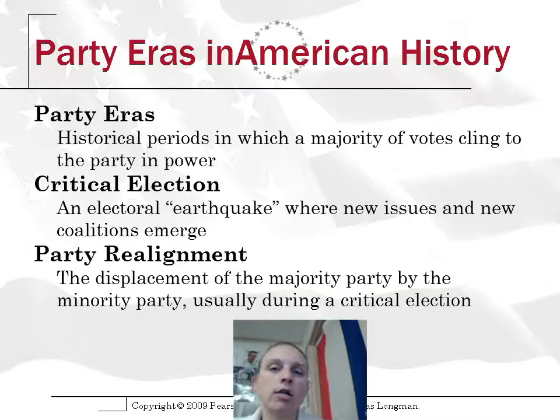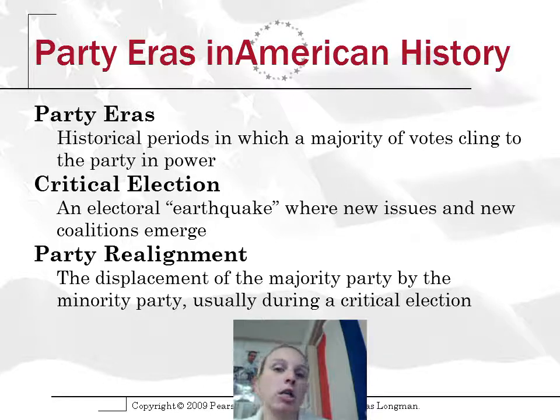We have not always had Democrats and Republicans. Parties have changed over time. We have had many different party eras. And what exactly is a party era? It's a historical period in which a majority of the votes go towards one party. And like I said, we have 5. We're going to talk about them in a little bit.